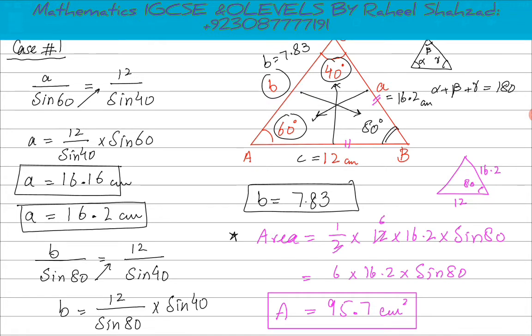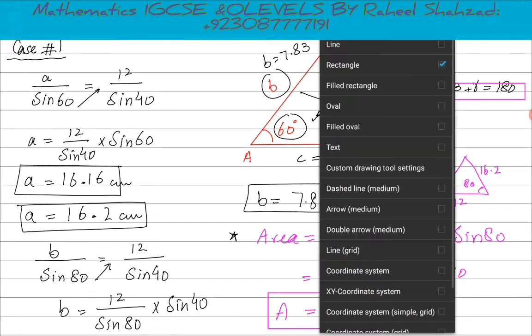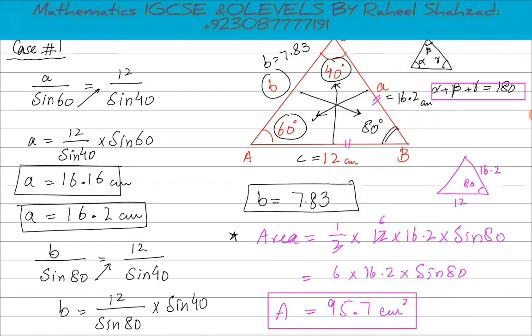So this was case 1, how we can apply the sine rule to find unknown lengths and angles, especially when we have 2 angles and 1 side given. In this question we had 2 angles and 1 side given. First of all, to find the third angle, we added these 2 angles and subtracted from 180, because we know that for any triangle the sum of angles is always equal to 180. And after finding the third angle, we applied the sine rule.